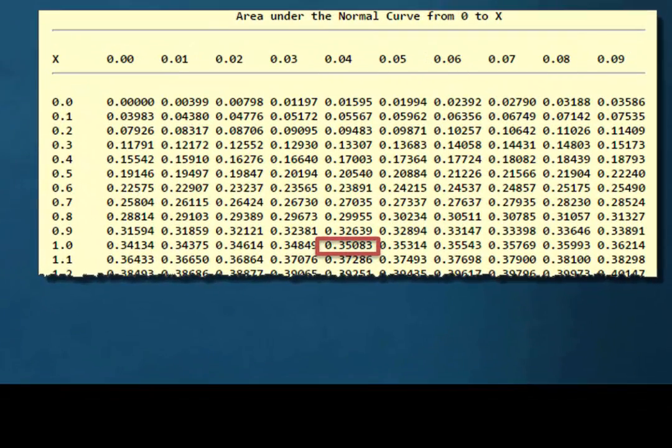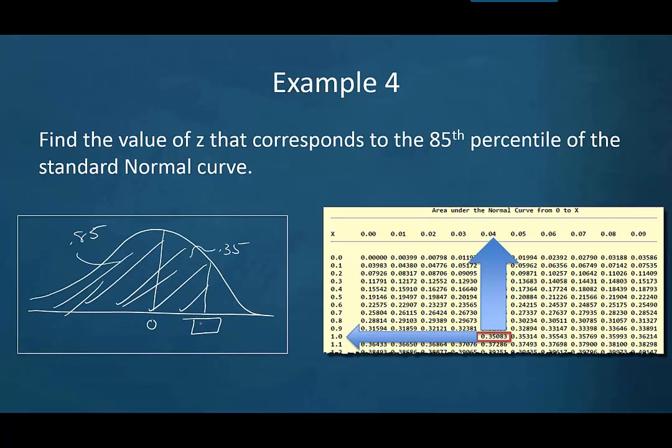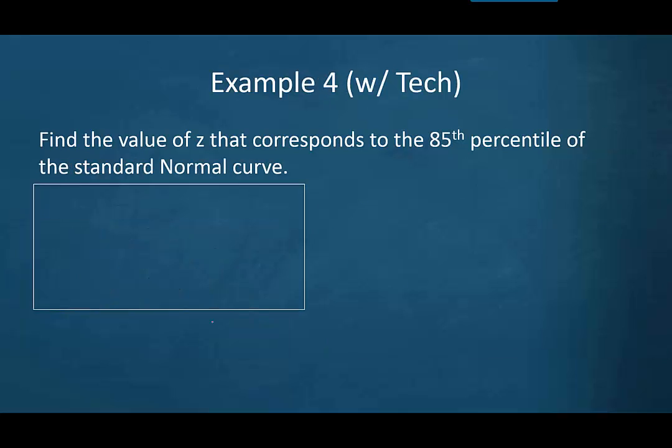And so there's the closest one that I found, 0.35083. You're not always going to get it exactly on the value. And then look over to the left, we have 1.04. So that is our value that would go here, 1.04. Most likely, you're going to be using technology to do this. So again, let's draw this out.